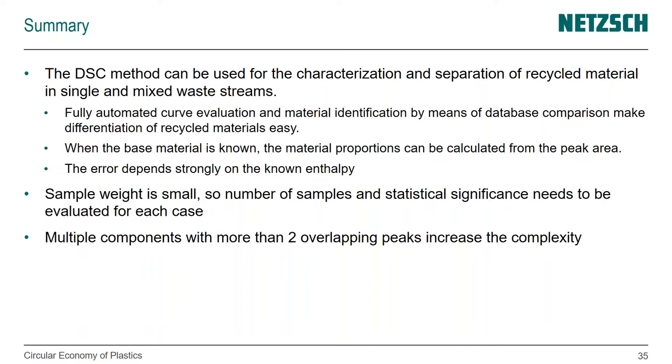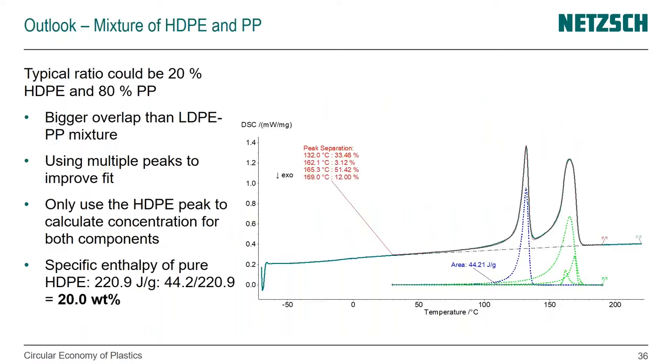Multiple components with more than 2 overlapping peaks obviously increase the complexity. We're currently working on a study where peaks are more overlapping. Here's an example and an outlook for you to see a mixture of HDPE and PP. And we're working on more, but we're not done, so stay tuned in the future for more information. We picked a similar ratio here, 20% HDPE and 80% PP. And here you already see the peak separated curves.